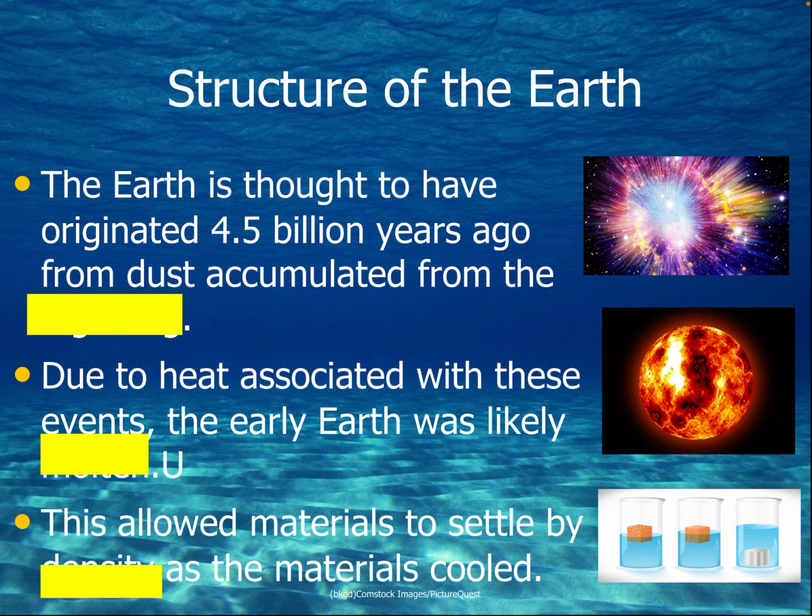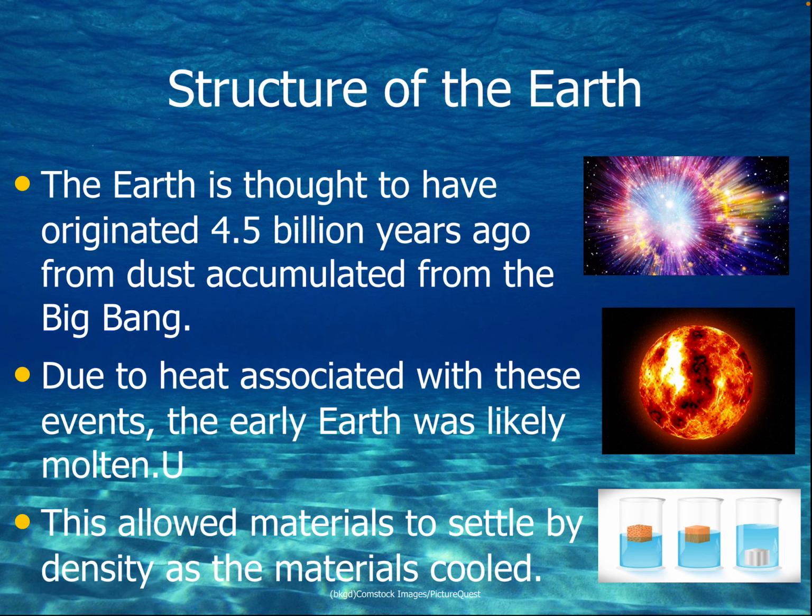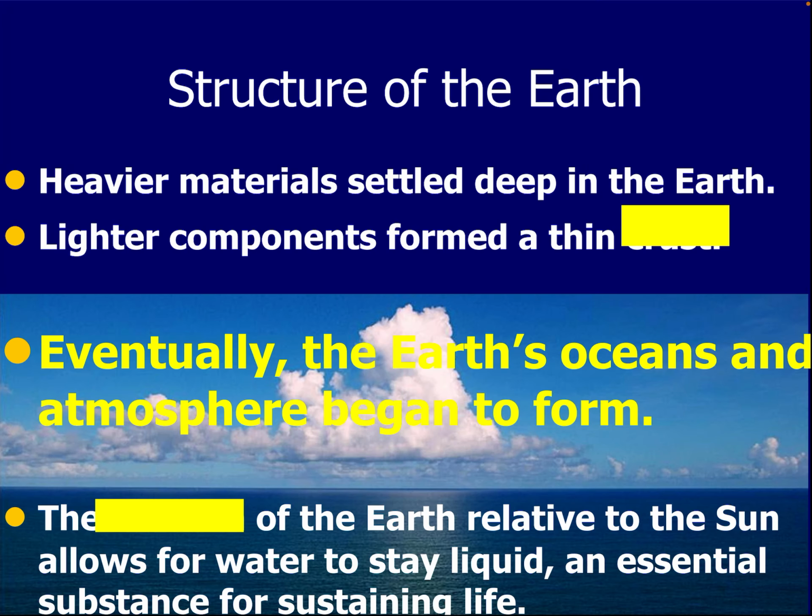Now, the structure of the Earth. The Big Bang Theory says that the Earth was thought to have originated 4.5 billion years ago. God said it, and bang, there it was. Due to heat associated with these events, the early Earth was most likely molten, and then over time, as it cooled down, material settled by density, with the denser materials like iron moving to the center of the Earth. Heavier material settled deep in the Earth, and lighter components formed the thin crust. And then the Earth's oceans and atmosphere began to form.